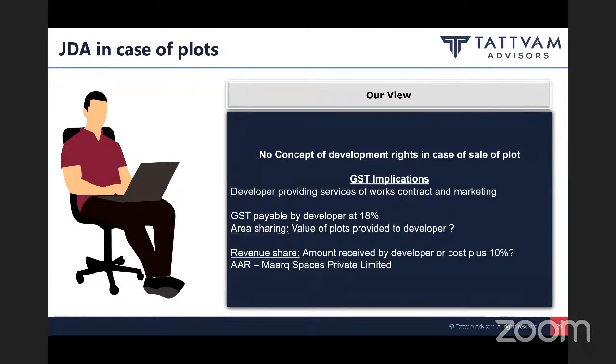There are various advance rulings like Maruk, etc. What they have said is that the developer is not selling land to the end customer, because the developer is not the owner of the land. It is the landowner who is the owner of the land. It is only the power of attorney which is obtained by the developer, and sale through power of attorney is nothing but an agency sale.